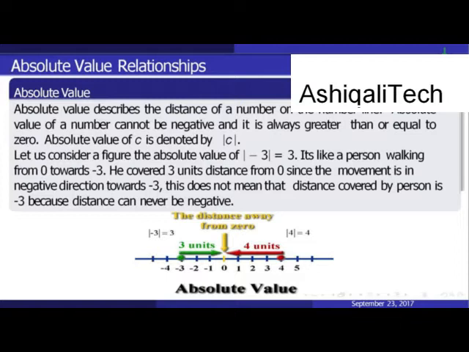Since the movement is in the negative direction towards minus 3, this doesn't mean that the distance covered by the person is minus 3, because distance can never be negative. Similarly, you can see the distance covered from 0 to 4 is |4|, which is 4.